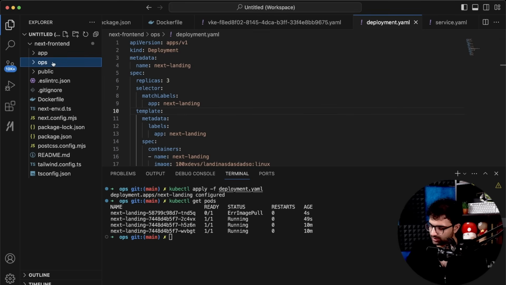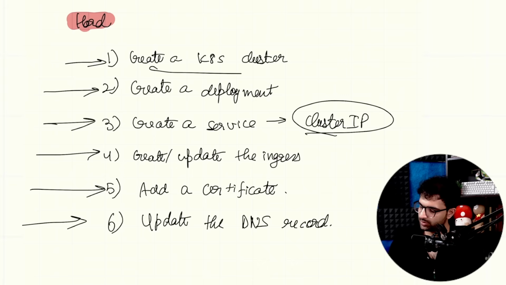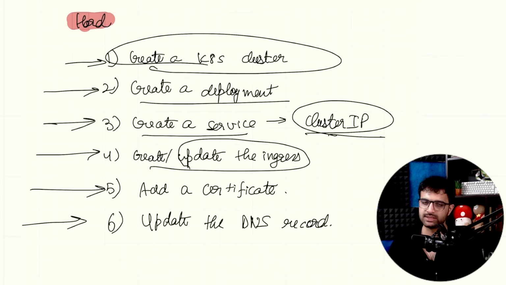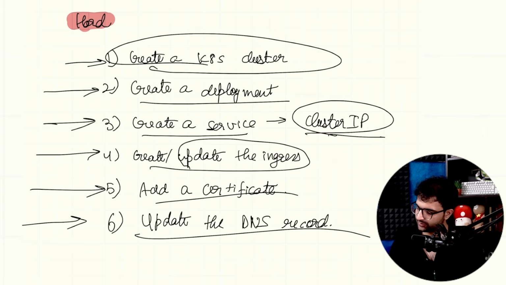The way I would actually deploy this on a Kubernetes cluster would look something like this. Create a Kubernetes cluster. I already have it. Create a deployment. I will have to do this. Create a service cluster IP. I will have to do this. Update the ingress. I already have one. I'll just have to update it. Add a certificate and then update the DNS record. Shouldn't take more than 5 minutes.